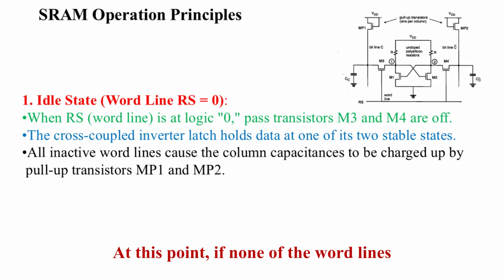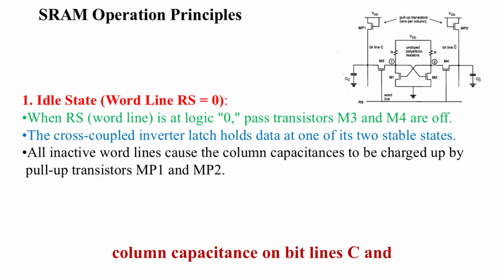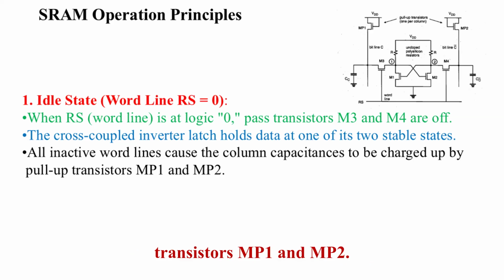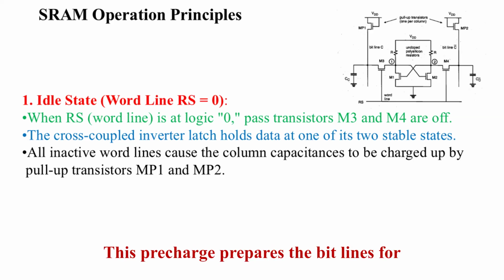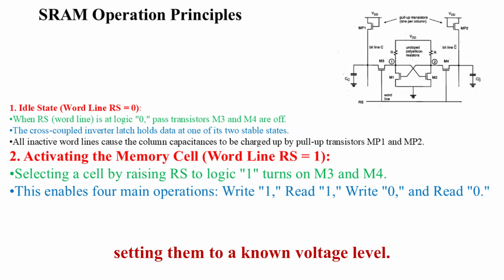At this point, if none of the word lines in the SRAM array are active, the large column capacitance on bit lines C and C bar are charged by the pull-up transistors MP1 and MP2. This precharge prepares the bit lines for any future read or write operation by setting them to a known voltage level.